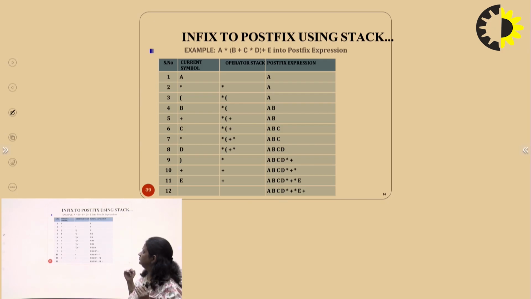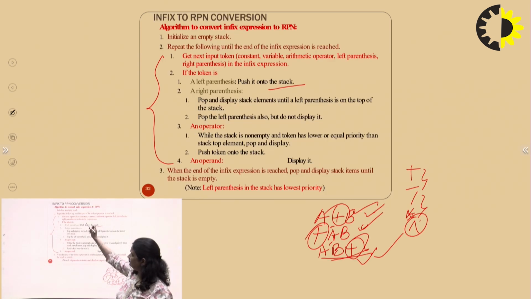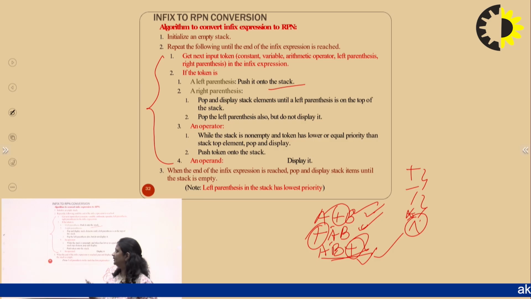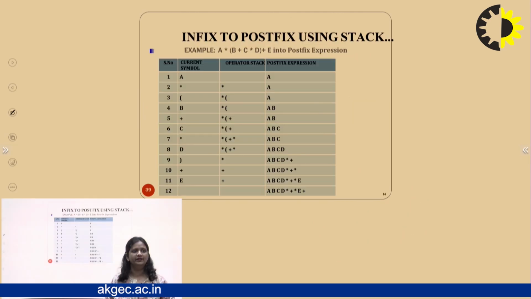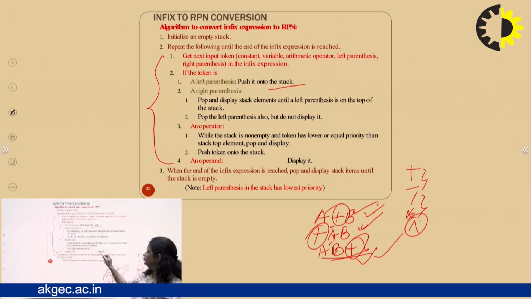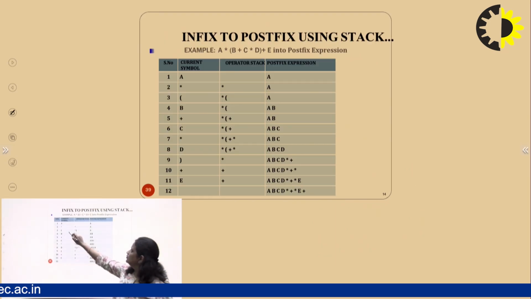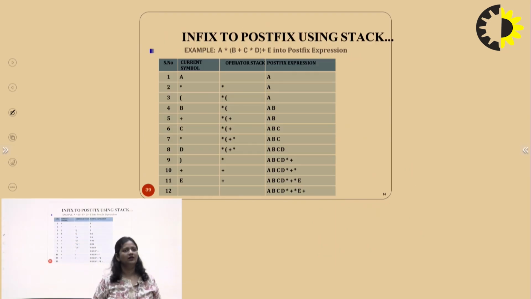First, the element A is encountered. According to the algorithm, A, B, C, D are operands; addition, subtraction, multiplication, division are the operators, and there are left and right parentheses as well. When an operand is encountered, what do we have to do? Just display it. So we just display the operand.